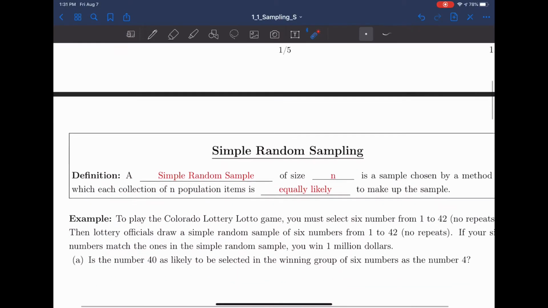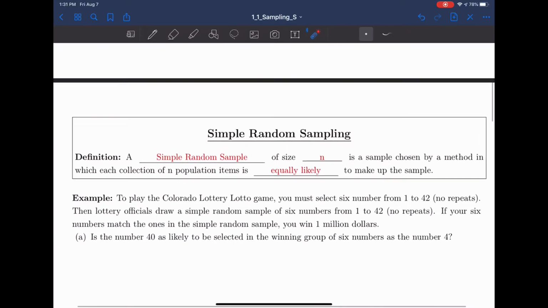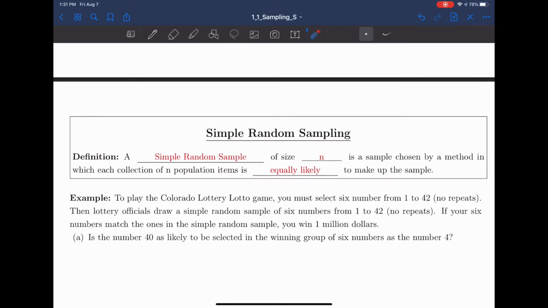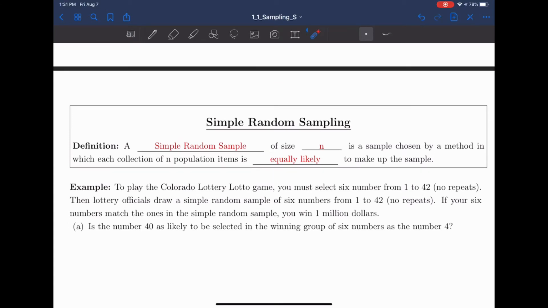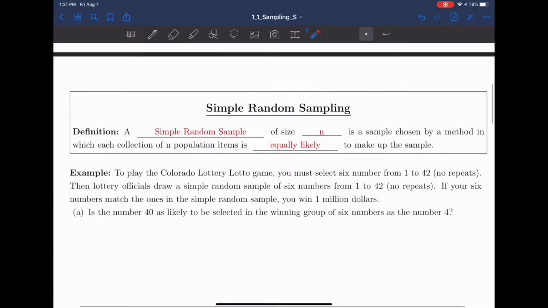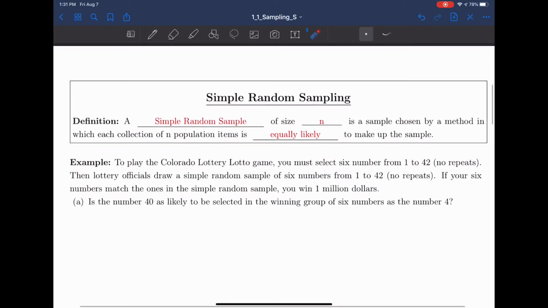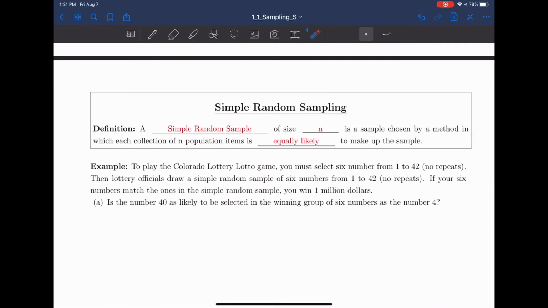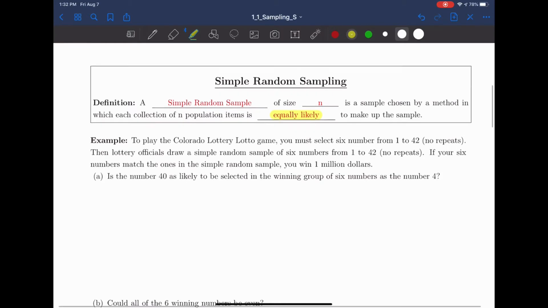A simple random sample of size n is a sample chosen by a method in which each collection of n population items is equally likely to make up the sample. The key idea here is that every individual has an equally likely chance of getting chosen in your sample.